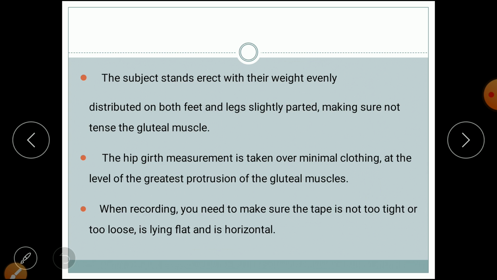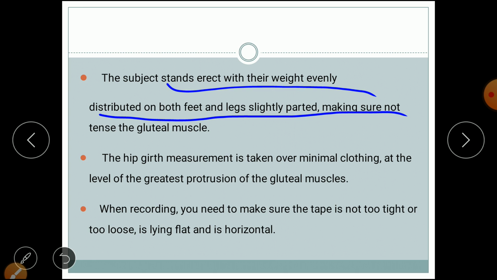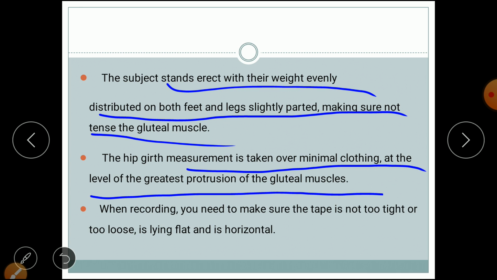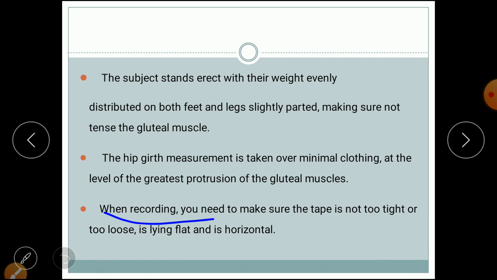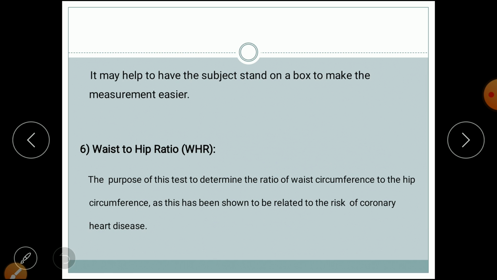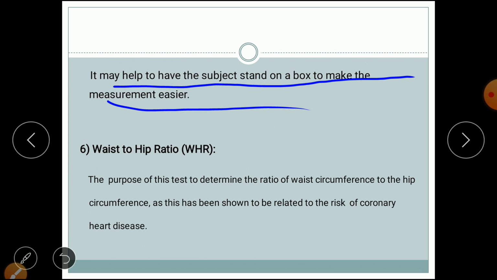The subject stands erect with their weight evenly distributed on both feet and legs slightly parted. Make sure not to tense the gluteal muscles. Gluteal muscles should be relaxed. Hip girth measurement is taken over minimal clothing at the level of greatest protrusion of the gluteal muscles, that is from here. Okay, when recording you need to make sure the tape is not too tight or too loose. It may help to have the subject stand on a box to make the measurement easier.